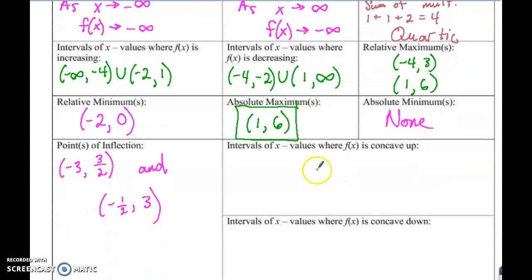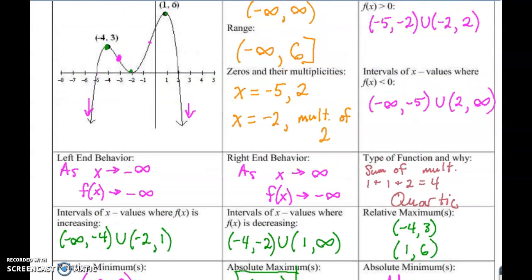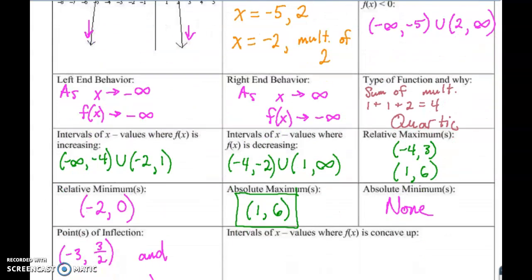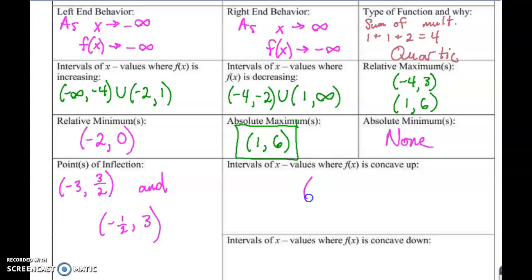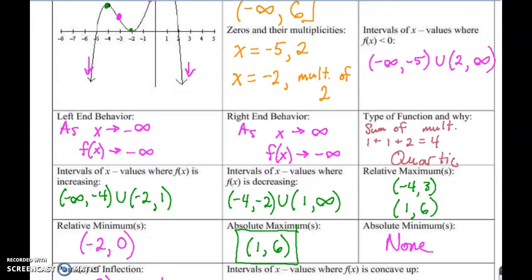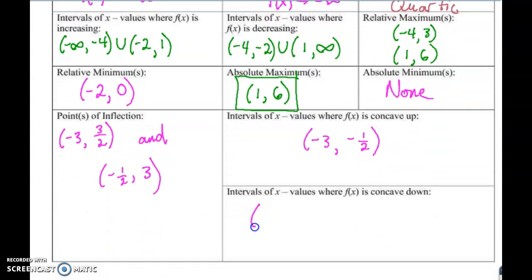I want to hurry up and finish this. So concave up is an upwards U. That would be between the x values -3 and -1/2. And then concave down would be the other way, where we have a downwards U: -infinity to -3, and then from -1/2 to infinity. I believe you should be ready for the homework. And we are done with this.